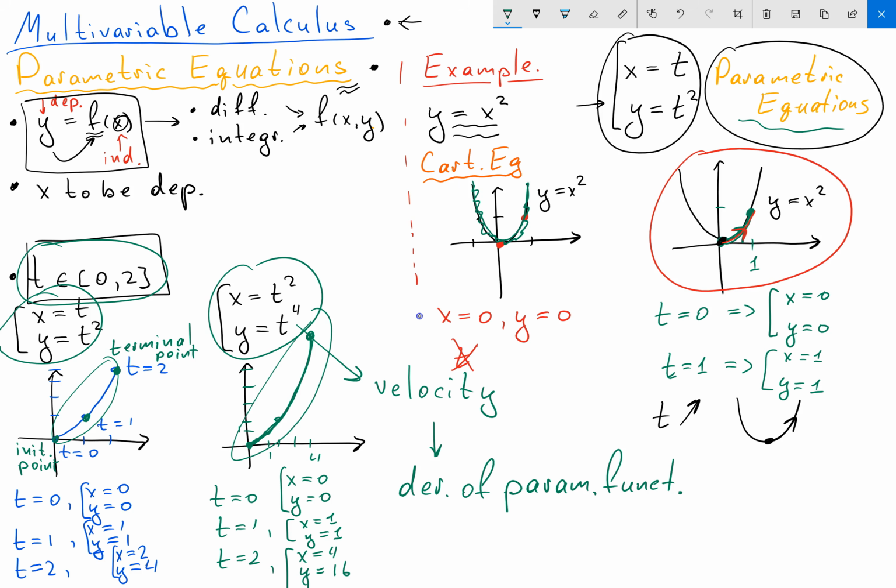So functions written in terms of the parameter t are called parametric functions.